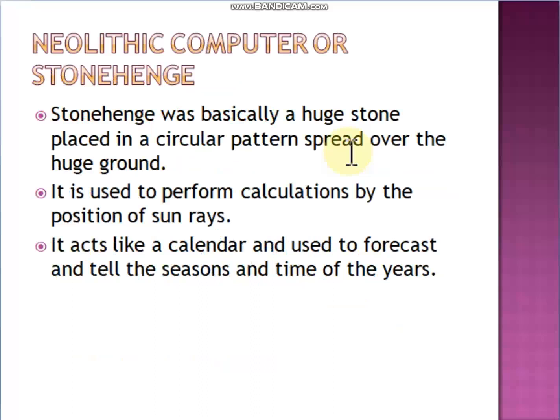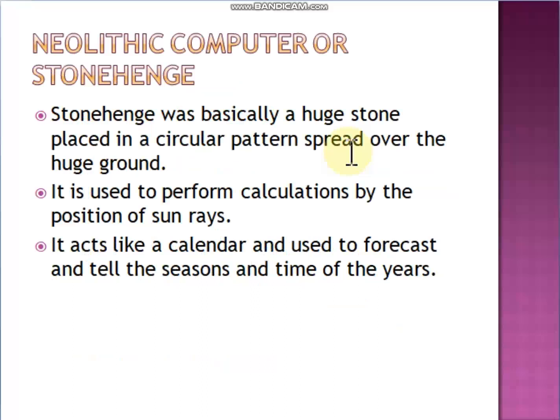This is the first computer introduced and the name is Neolithic computer or Stonehenge. Okay, see the name Stonehenge. So what is the Stonehenge? It was basically a huge stone placed in a circular pattern spread over a huge ground. It was used to perform calculations by the position of sun rays, and basically it acts like a calendar and was used to forecast the seasons and time of the years.